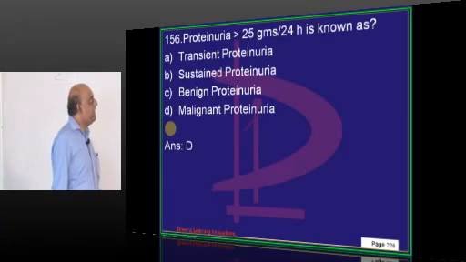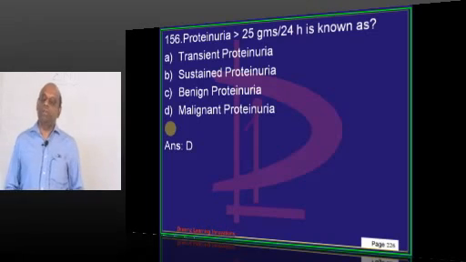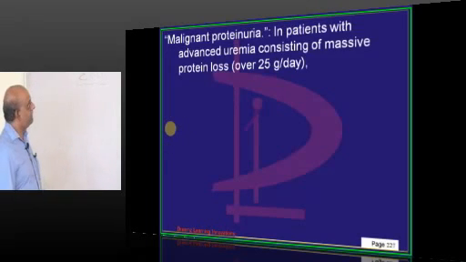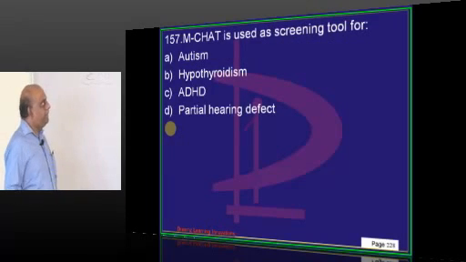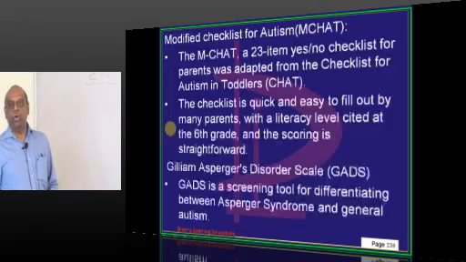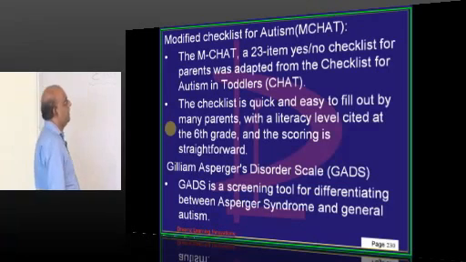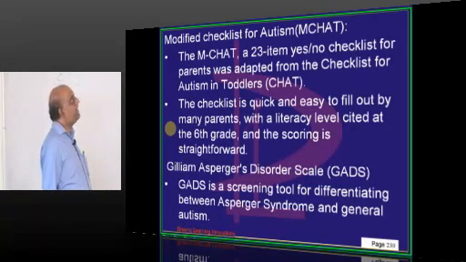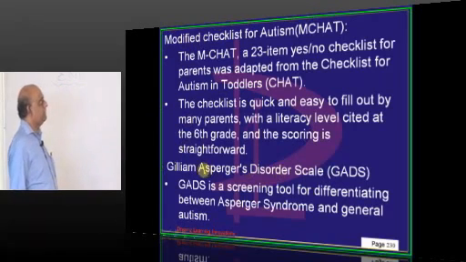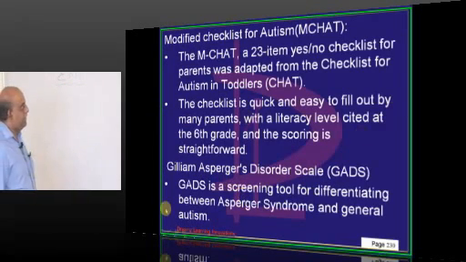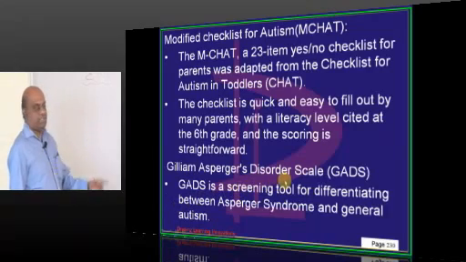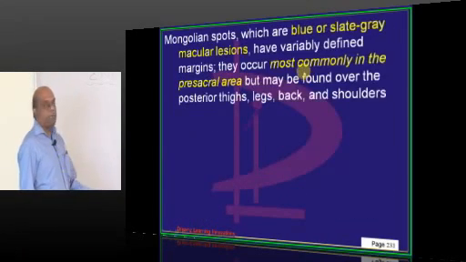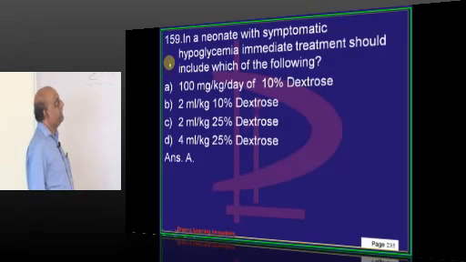Proteinuria more than 25 in 24 hours is basically called malignant proteinuria. MCHAT is used as a screening for autism. MCHAT has 23 items where a yes or no checklist is given. There is one more called Gilliam Asperger's disorder scale. Mongolian spots commonly are in the presacral area.